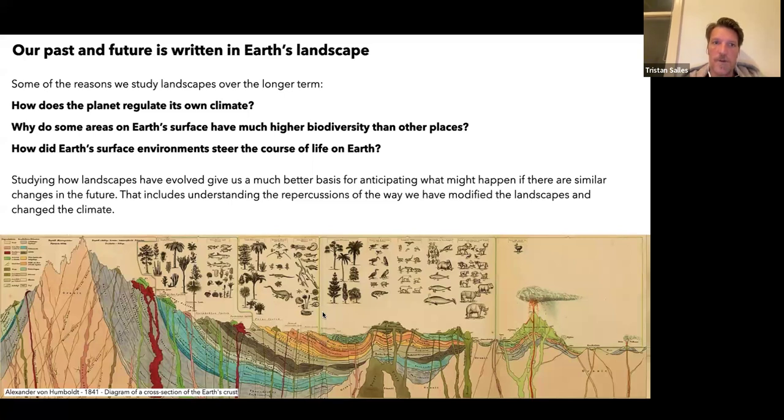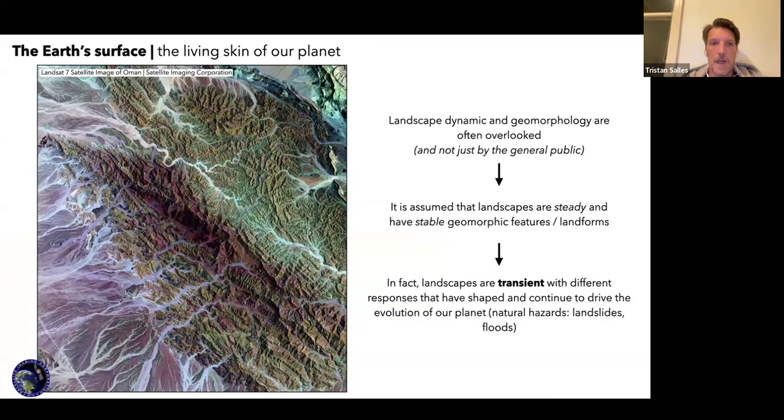So specifically, the question I'm going to ask is: why do we see areas on the Earth's surface where we've got a lot of biodiversity, and also how have the Earth's surface environments potentially changed the course of biodiversity and life on Earth?